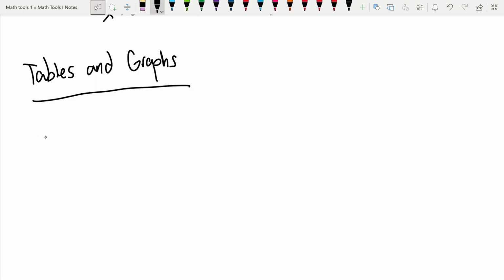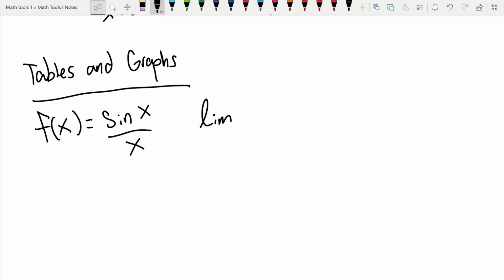So let's look at a table first of all. Tables and graphs kind of go hand in hand. You can make a table without a graph, but the table is helpful if you have a graph to go with it, and vice versa. So let's look first at the function sine of x over x. We specifically want to know the limit as x approaches 0 of sine of x over x. In general, it's a good idea to just plug the point in.